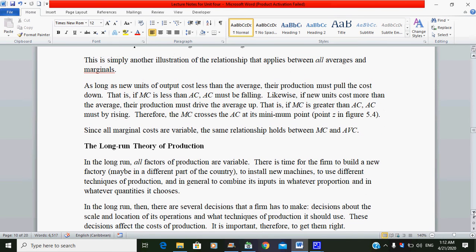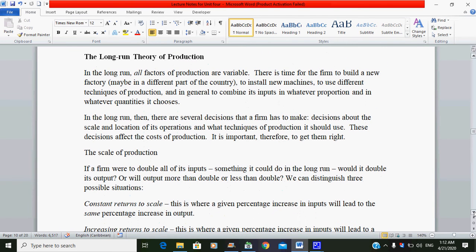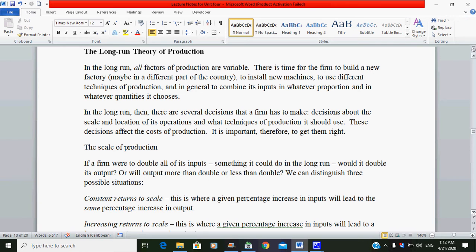Now we will look at the long run theory of production. It says in the long run, as I said before, all factors of production are variable.